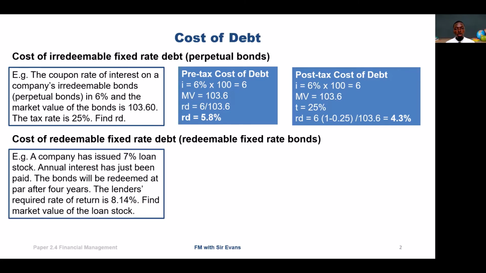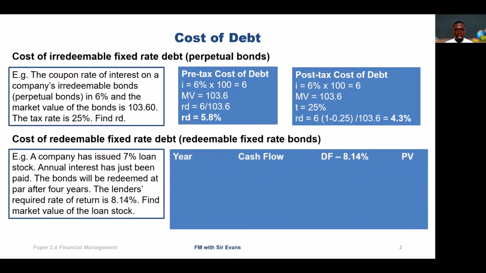A company has issued 7% loan stock. Annual interest has just been paid. The bond will be redeemed at par after 4 years. The lender's required rate of return is 8.14%. Find the market value of the loan stock. So we are going to use the pre-tax cost of debt. There's no tax component given to us because we are looking at it from the lender's point of view. As I mentioned, it is the present value of the future cash flows.